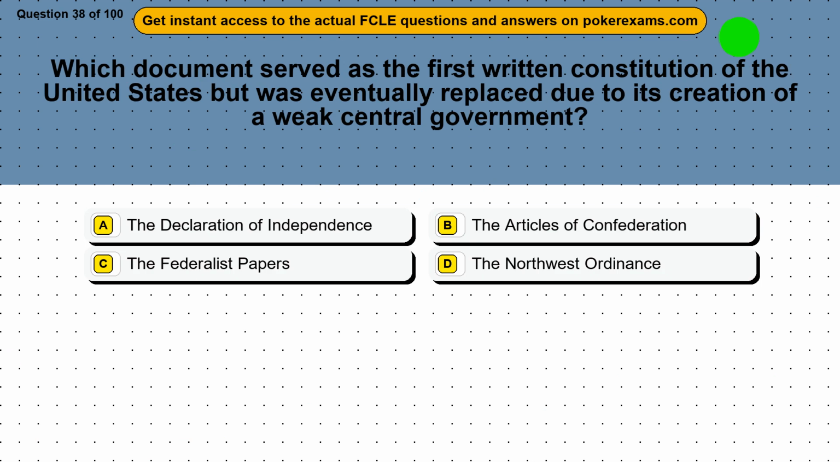Question 38. Which document served as the first written Constitution of the United States but was eventually replaced due to its creation of a weak central government? Option A. The Declaration of Independence.